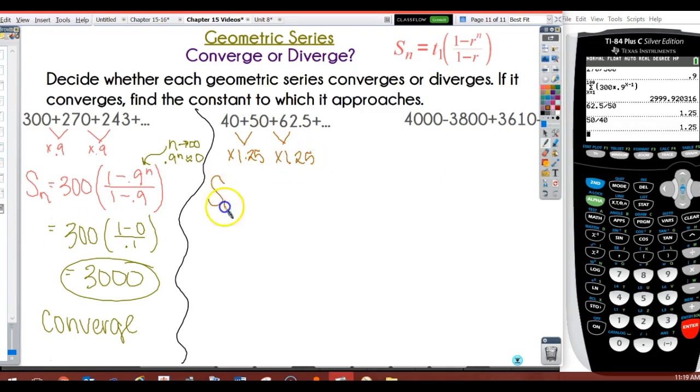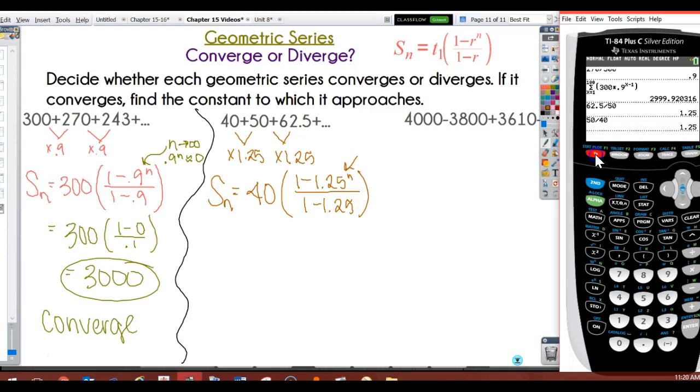So to find my partial sum, I'll take my first term times 1 minus 1.25 to the nth, all divided by 1 minus 1.25. Now with this one, our terms are growing each time. If I'm adding 25% to the previous one, so we're taking 125% of each of the previous, my sum is going to continue to grow. So we would expect our sum to also continue to grow.